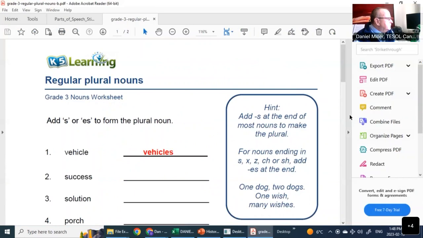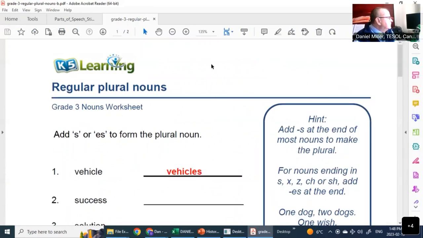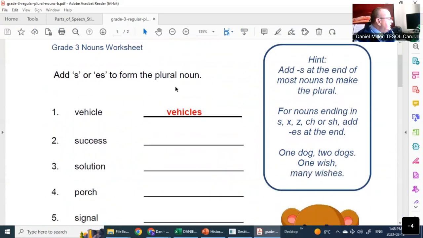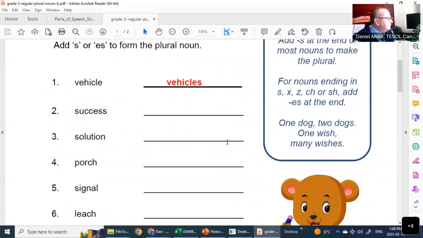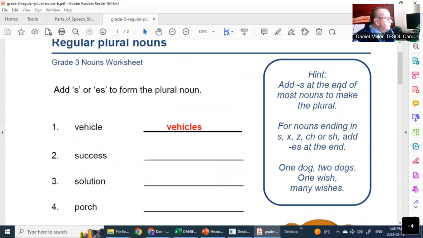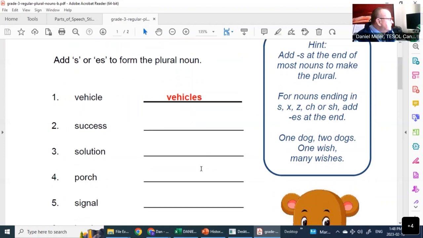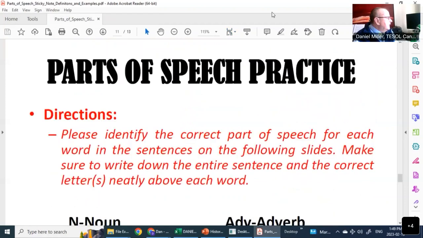And then this is a worksheet of plural nouns. Add S or ES to form the plural noun. At the side over here are the hints, and it gives exceptions: for nouns ending in S, X, Z, CH, or SH, add ES at the end. So porch would be porches. Solution, you add just an S. Success, it ends with an S, so you would add ES to get the plural, et cetera, et cetera.